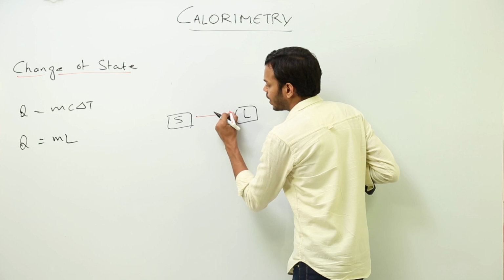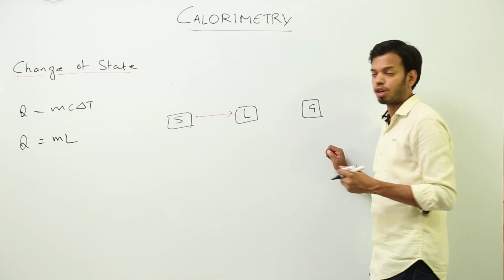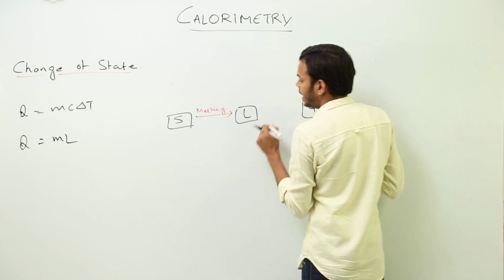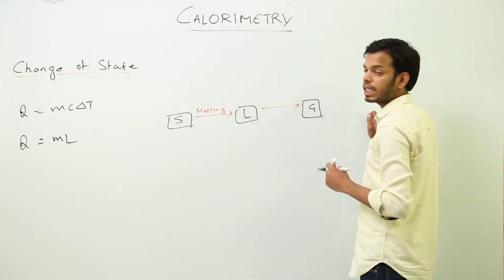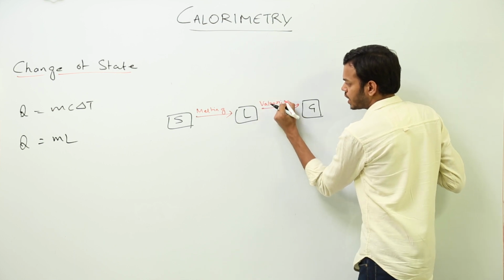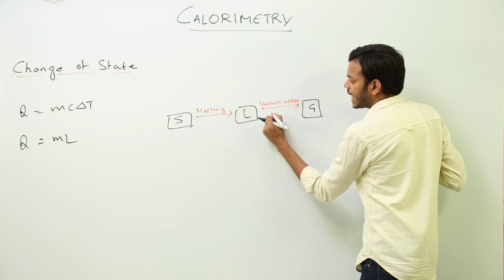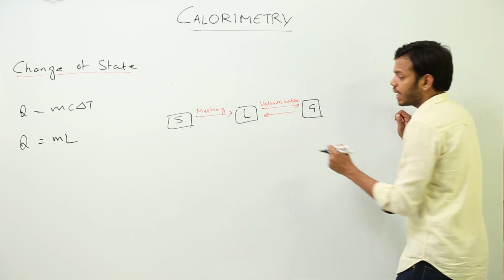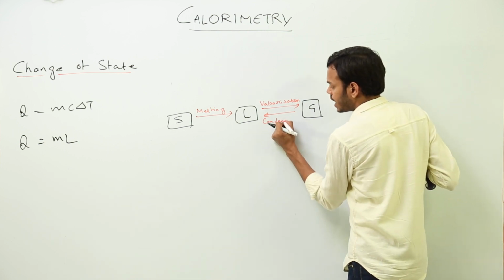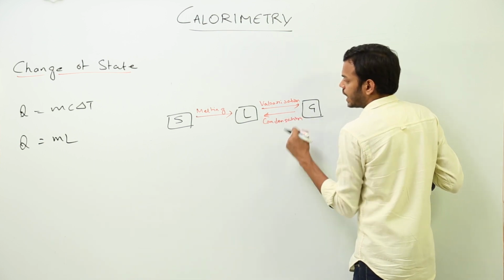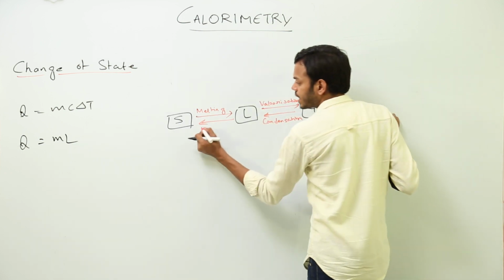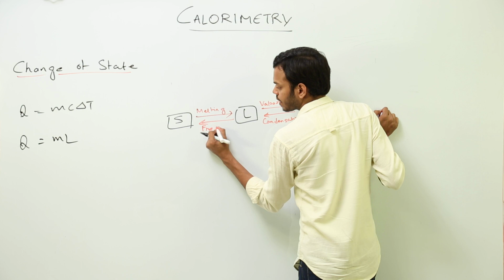When solid gets converted into liquid, the process is called melting. Then when liquid gets converted into gas, this is vaporization. Very good. This is vaporization. Then when gas gets converted into liquid, condensation, like vapors to liquid, this is condensation. Then liquid to solid, this we all know, because in summers we all see this, is freezing.